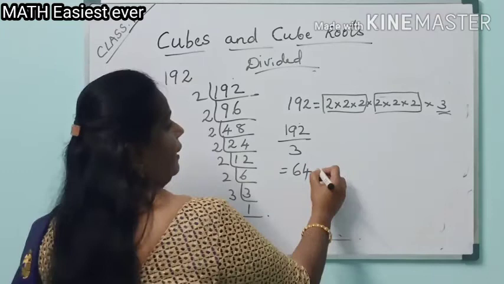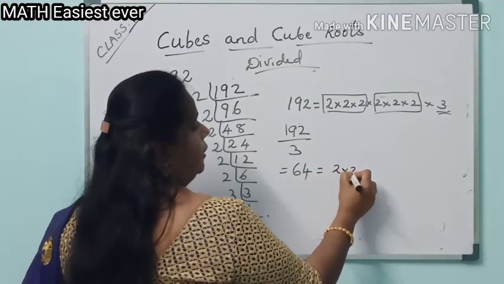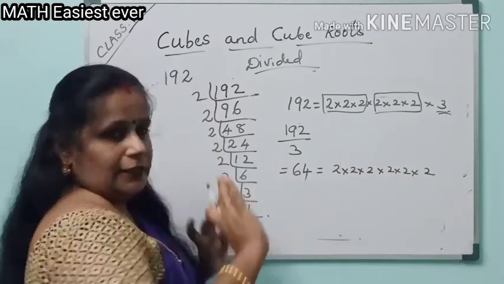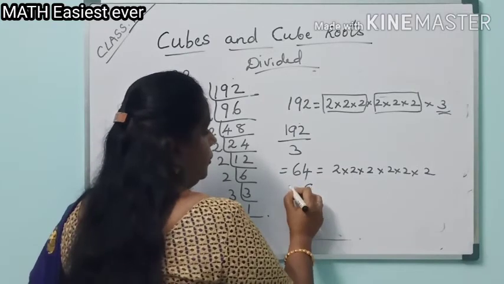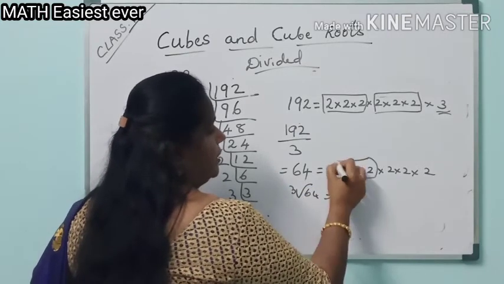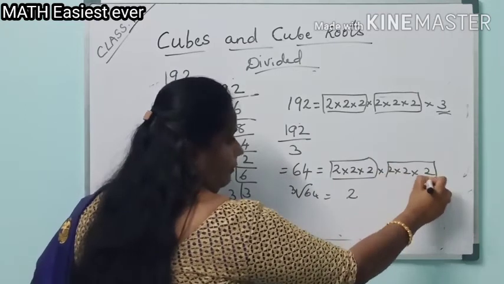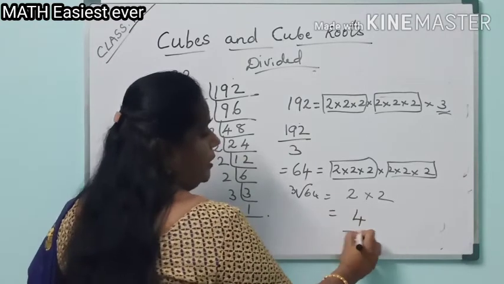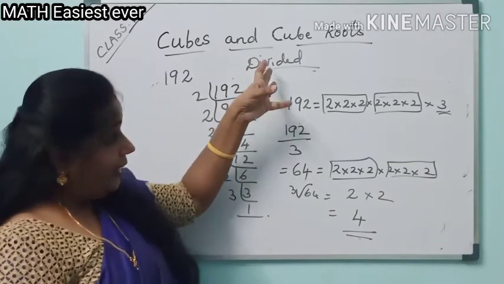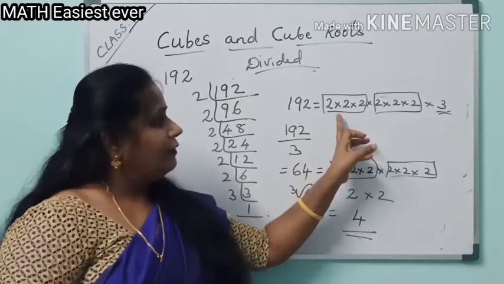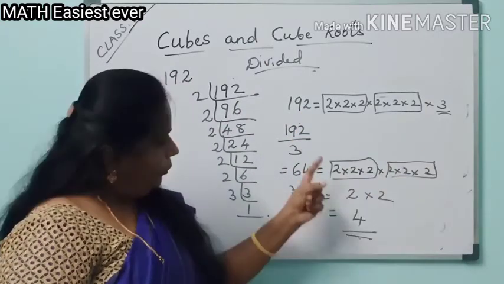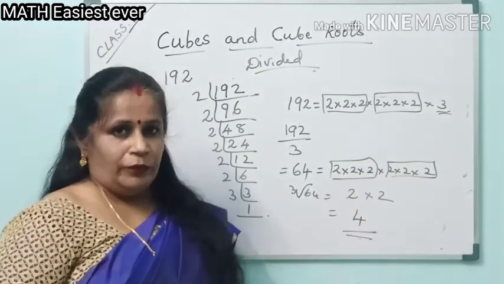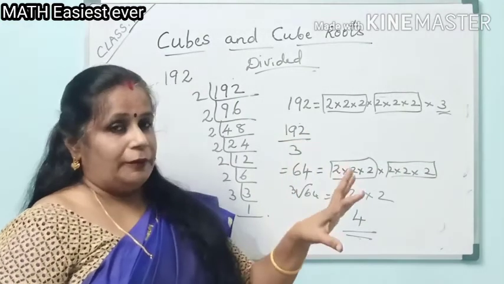So when you do the prime factorization of 64, you will get 2 into 2 into 2 into 2 into 2 into 2. That 3 is removed. So 64's cube root will be: from these 3 2s you make 1 and from these 3 2s you make 1 2. So the cube root of 64 will be 4. So what is the smallest number to be divided? You have to divide it so that the 3 goes from the factors. Okay, so what should be divided and what should be multiplied, you make it very clear.